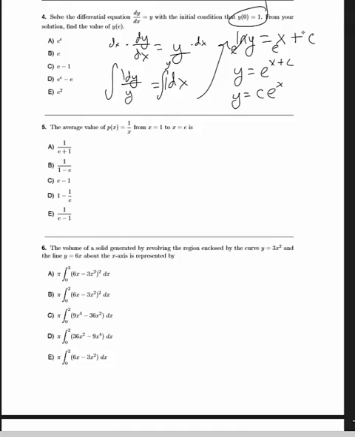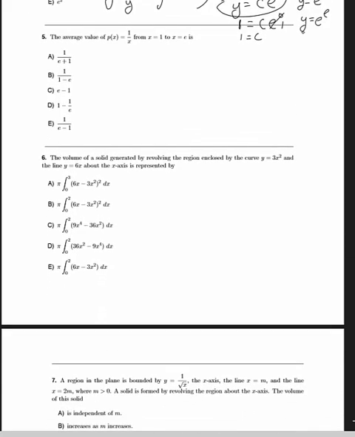Now we plug in our initial condition, and we have 1 equals c e to the 0, which is just 1. So 1 is equal to c. So now we come back to this right here and we plug in c, and we get y equals 1 e to the x. And now it said find the value of y of e. So now we just plug in e for x. We get y equals e to the power of e. So choice A.